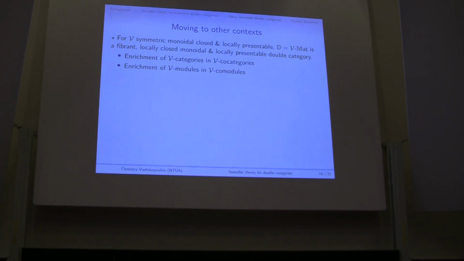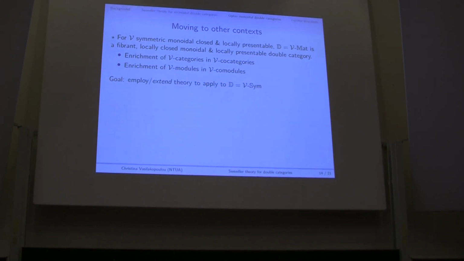Now the question is, what would you do if you wanted to move to different contexts? As I said in the beginning, this high-level approach has the advantage of not having to reprove everything, but actually verifying those 4 pieces of structure for a double category to get another example of this. And what are we interested in?